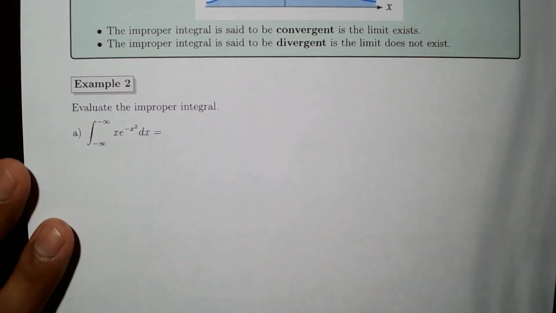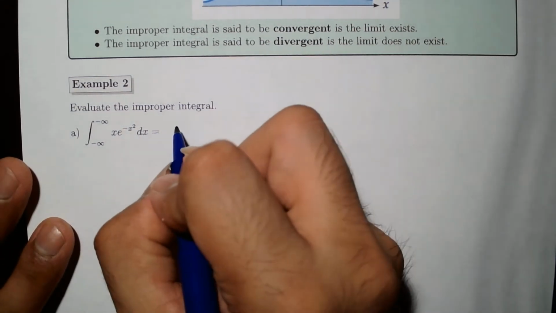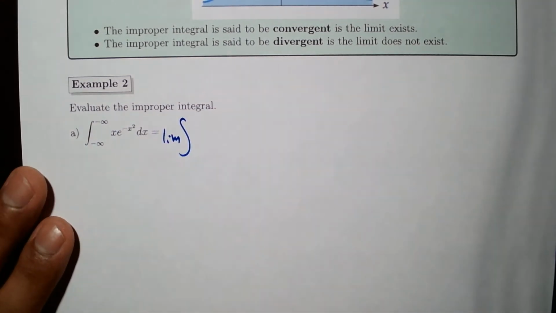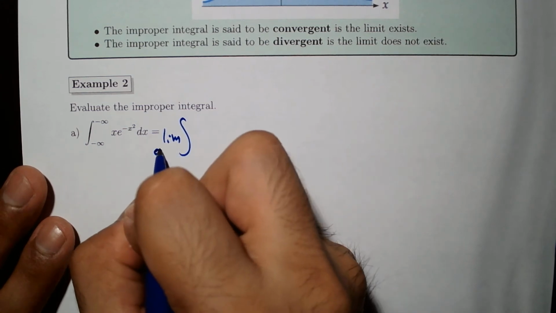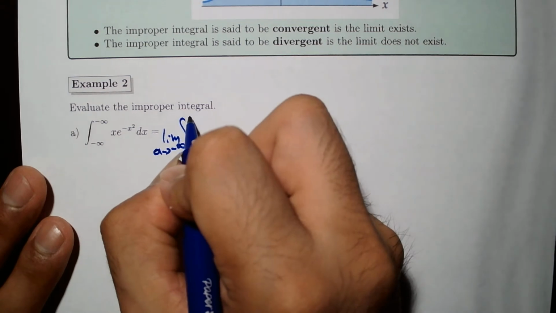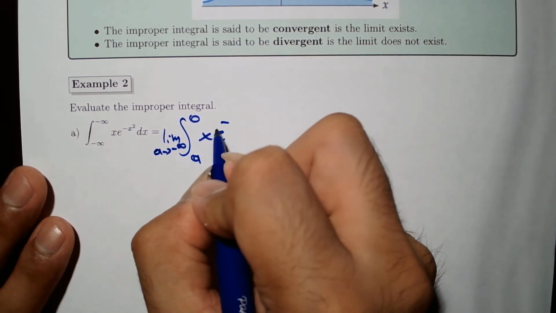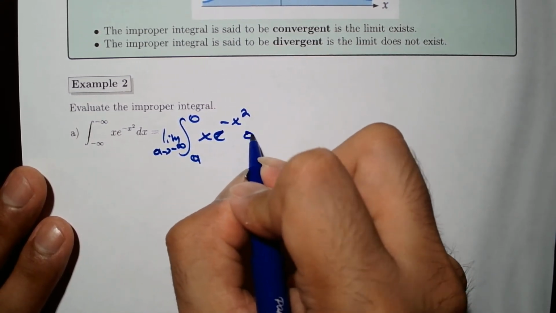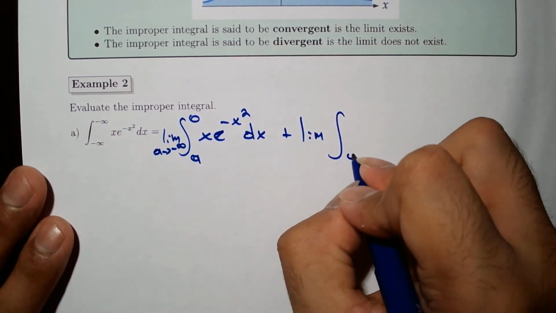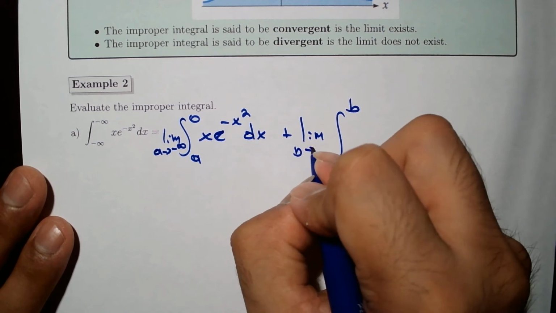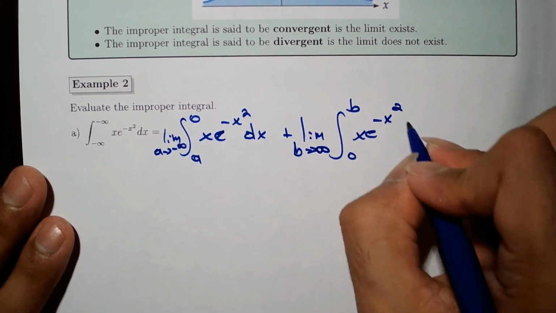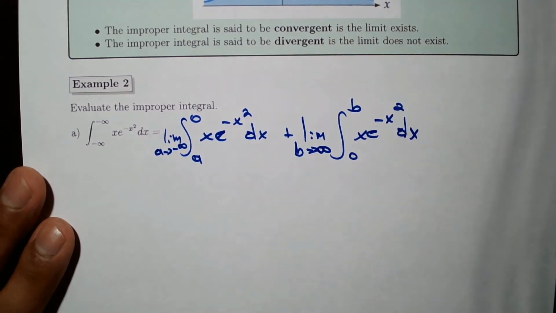So in this case, I'm going to write the limit as a approaches negative infinity of the integral from a to 0 of x e to the negative x squared dx plus the limit as b approaches infinity of the integral from 0 to b of x e to the negative x squared dx.